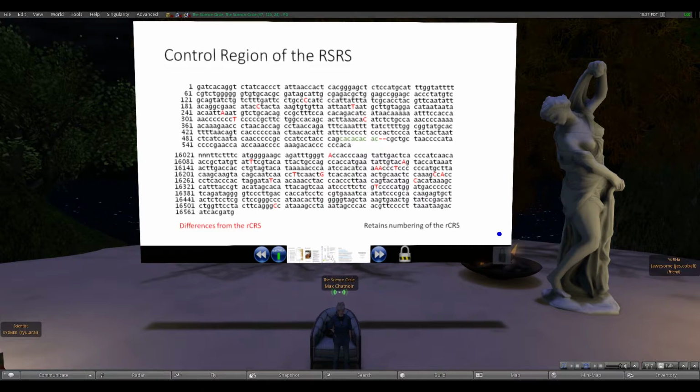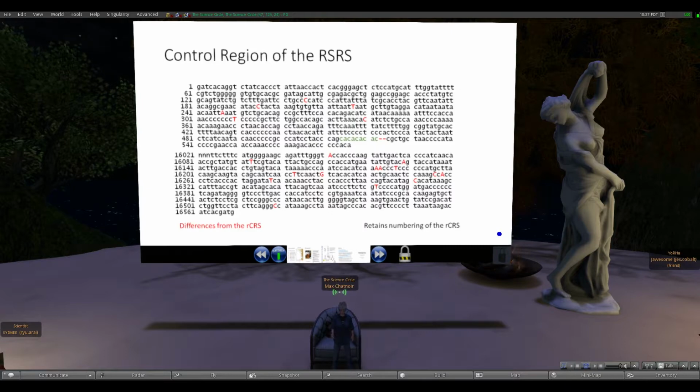There's about 20 differences between the Cambridge reference sequence and the RSRS, and there's been some discussion in the literature about whether switching to a new reference sequence for defining the haplogroups would be confusing. Some sequencing services cover all their bases by just reporting both, saying that you are different from the Cambridge reference sequence at these points and you're different from the RSRS at these points. However, changing the reference sequence doesn't change your haplogroup. It just changes how that haplogroup is defined.